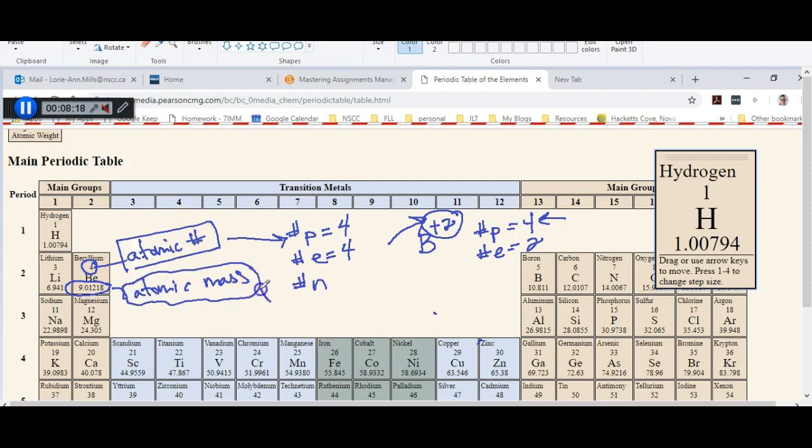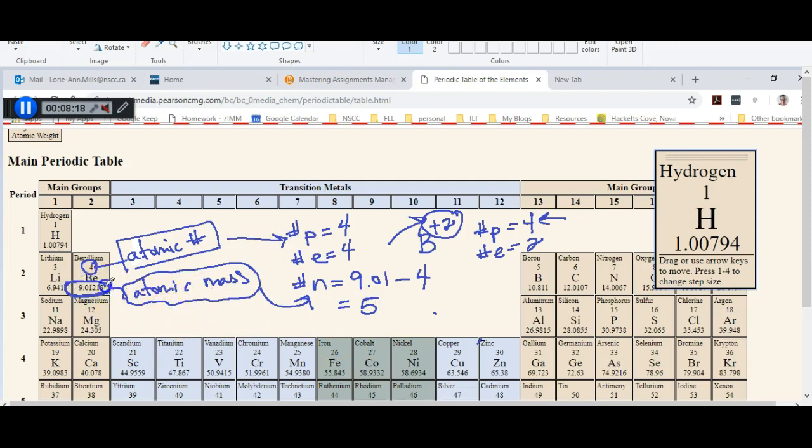Atomic mass we use to figure out the number of neutrons, and the number of neutrons is going to be the atomic mass subtract the number of protons, and then we round it. So 9.01 minus 4 gives us around 5. So the number of neutrons in a stable beryllium atom is going to be 5 neutrons. And that's just taken from the atomic mass.